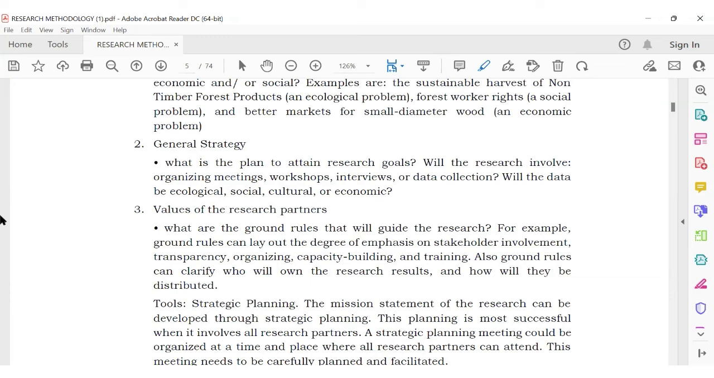Whether they are involved in stakeholder involvement, or bringing more transparency, or helping in organizing capacity building training, you might have different partners, and you are the one who is implementing it, but the rest of the people are maybe providing you the ingredients, or bringing expertise in those areas.